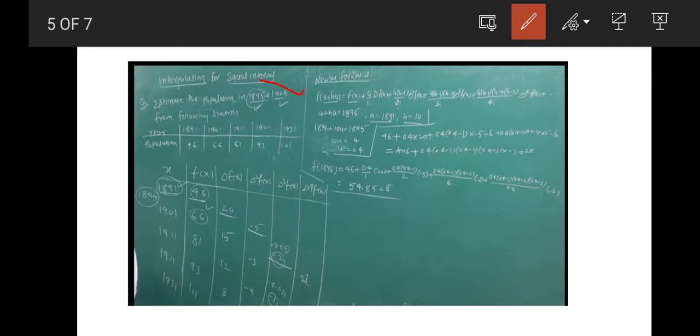So first we calculate u. The u is calculated by a plus hu equals the value for which you have to find. As we have to find 1895, we have a plus hu equal to 1895, where a is our first interval, that is 1891, plus h is the difference, that is 10, into u, equals 1895. Our calculated u is 0.4, and we will put all these values into this formula and we will get the answer. So this is all about Newton's forward difference interpolation method.